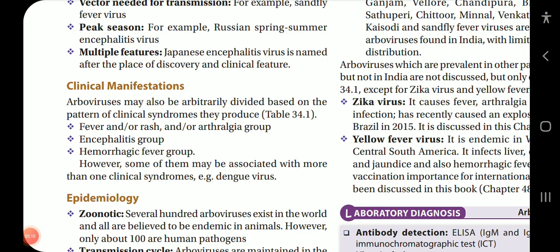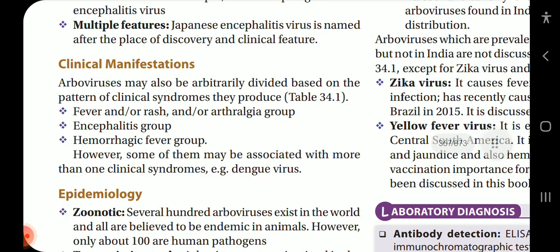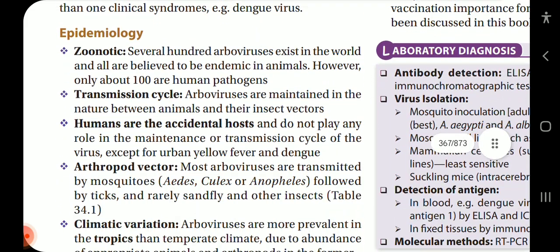Clinical manifestations. Arboviruses may also be arbitrarily divided based on the pattern of clinical syndromes they produce: fever and/or rash and/or arthralgia group, encephalitis group, and hemorrhagic fever group. However, some of them may be associated with more than one clinical syndrome, example dengue virus.